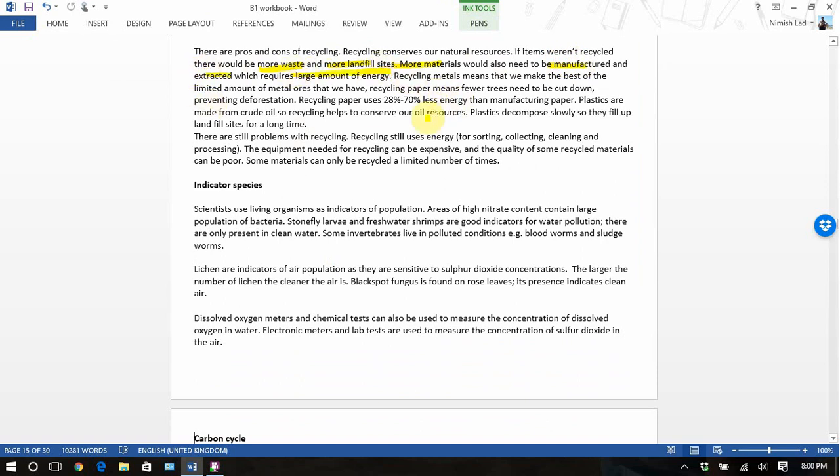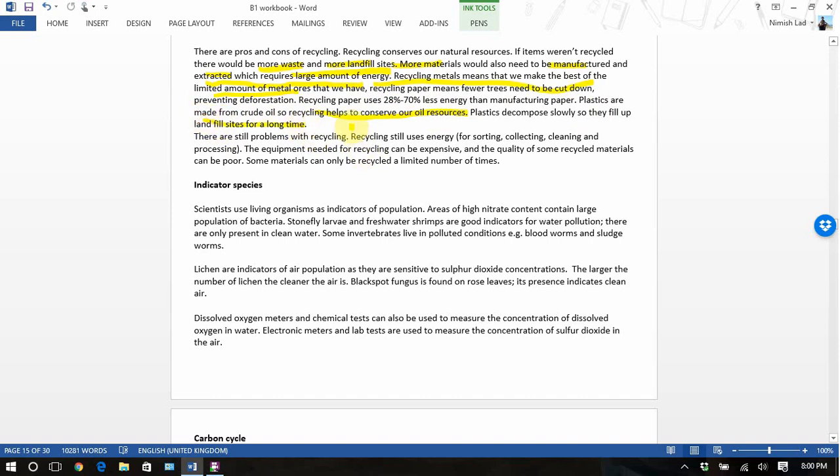Recycling means that we make the best out of the limited materials that we have, and recycling paper means that fewer trees need to be cut down, preventing deforestation. Recycling paper also uses a lot less energy. Plastics are made from crude oil, so recycling helps to conserve our oil resources. Plastics decompose slowly, so they fill up landfill sites over a long lifetime, so recycling is the best bet.